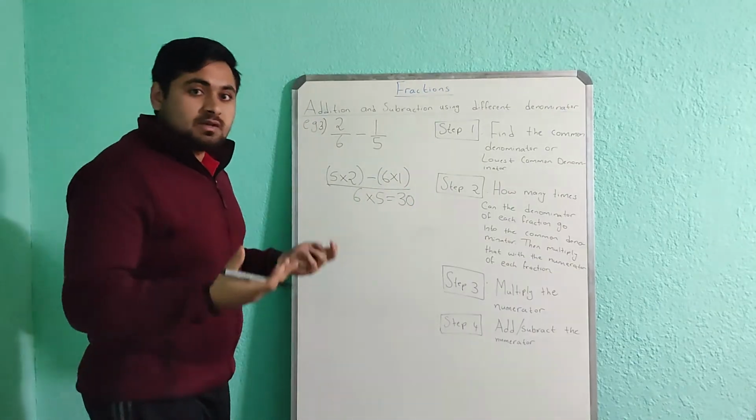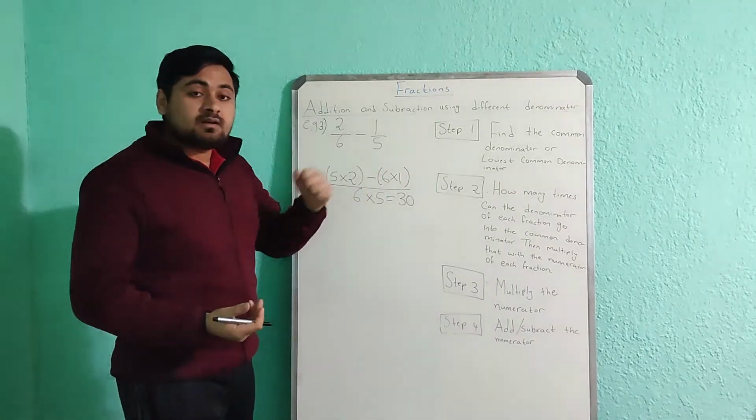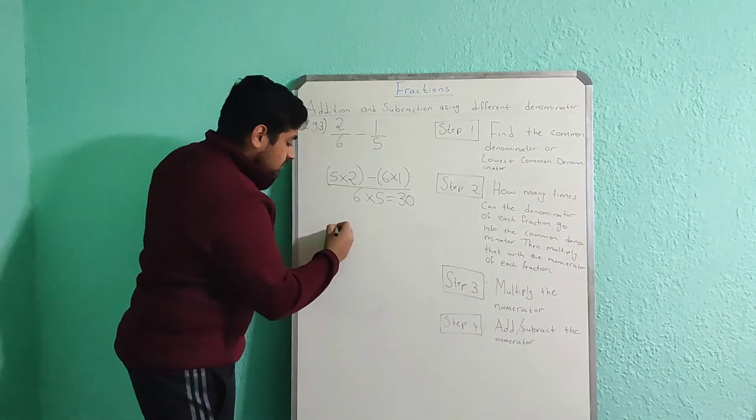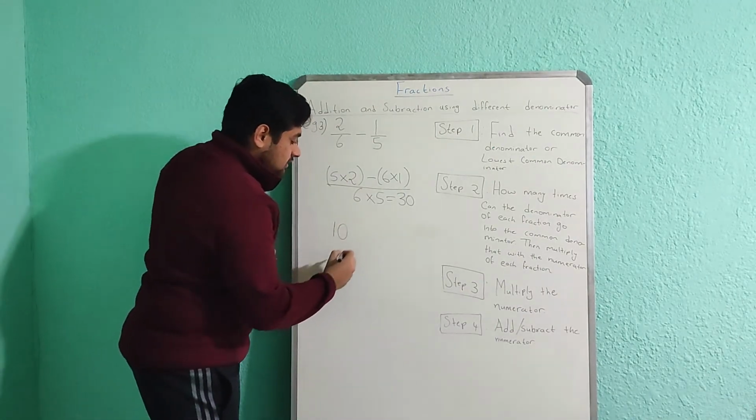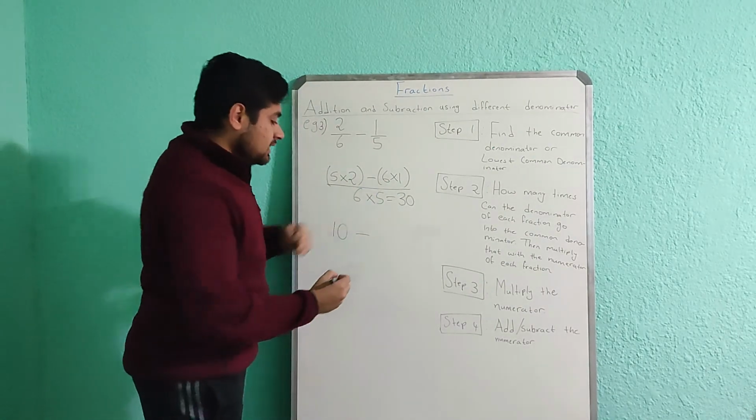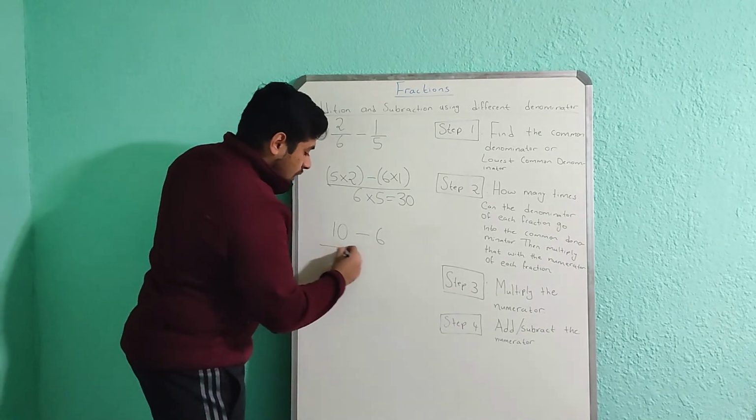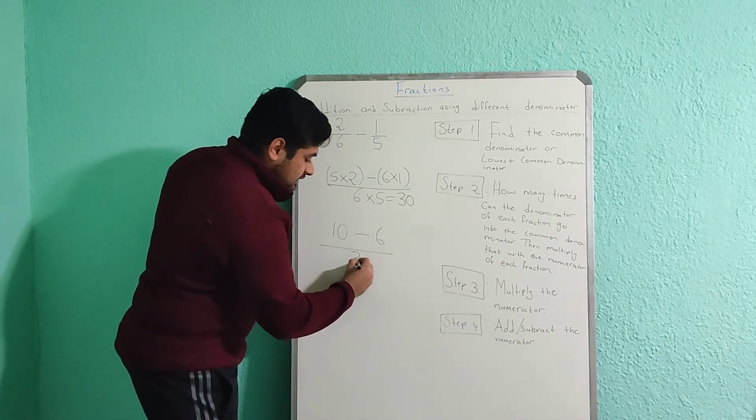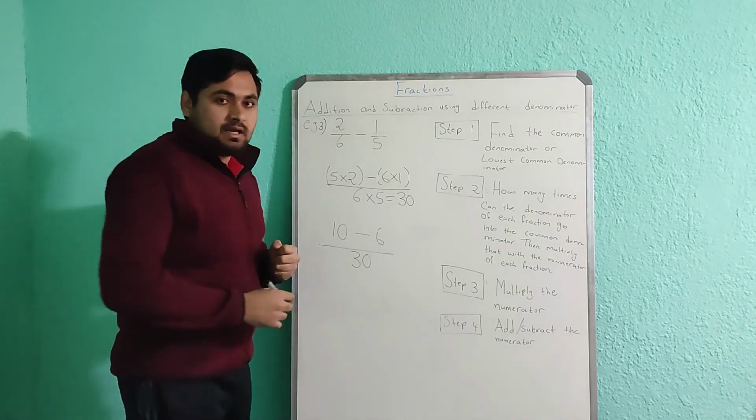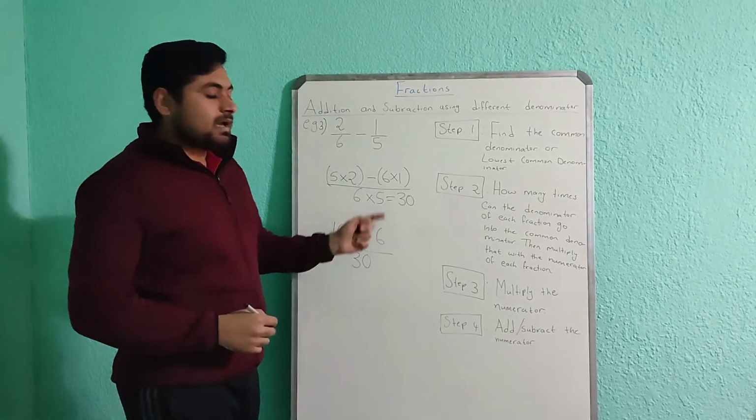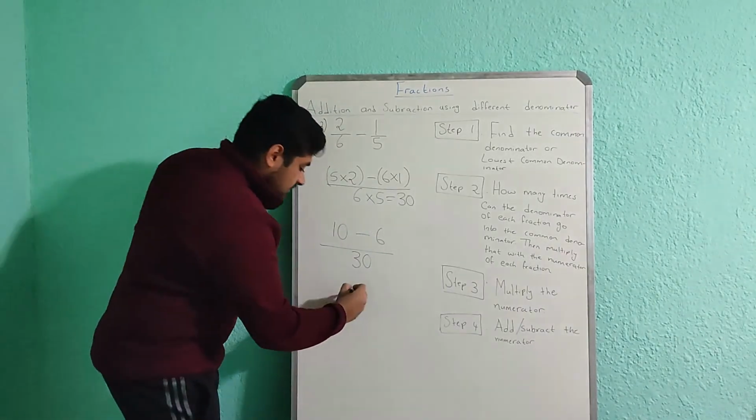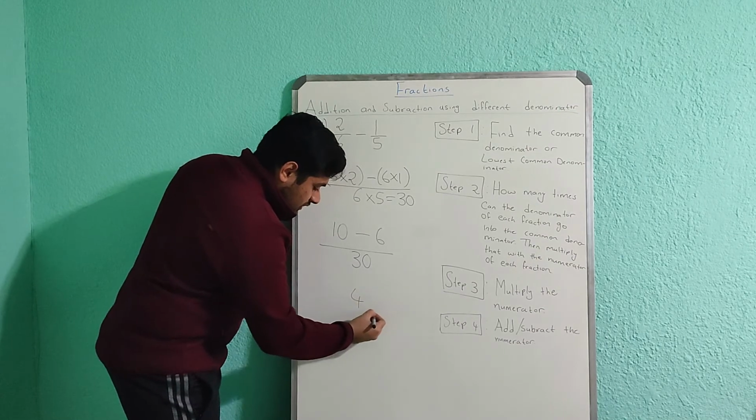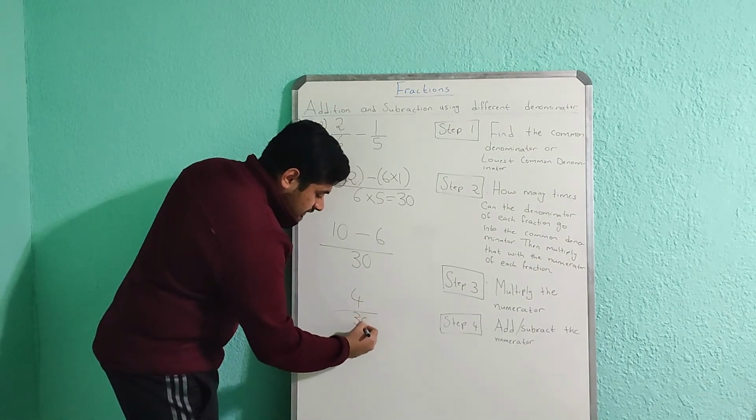Now again we do the same process. We multiply the numerators. What is 5 times 2? That is 10, minus what is 6 times 1? 6, all over simply 30. Alright? Now what is 10 minus 6? The answer is 4. 4 over 30.